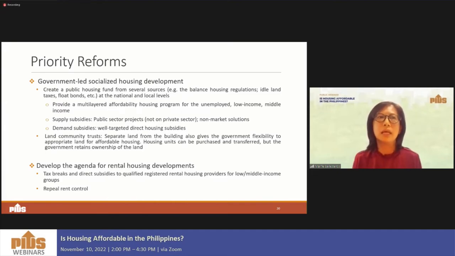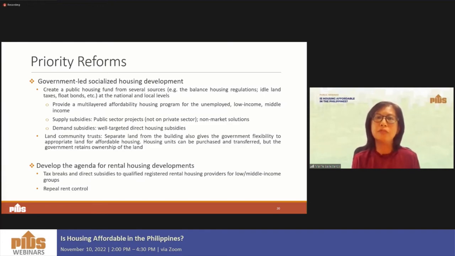Because we know that households will see improvement in income over time. And probably if you are low income at this time, in the future you can afford housing in the market. And therefore, instead of you keeping the asset that has been provided through government subsidy, this can be allocated to a more deserving or underserved household. So the way to do it is actually through a community land trust.